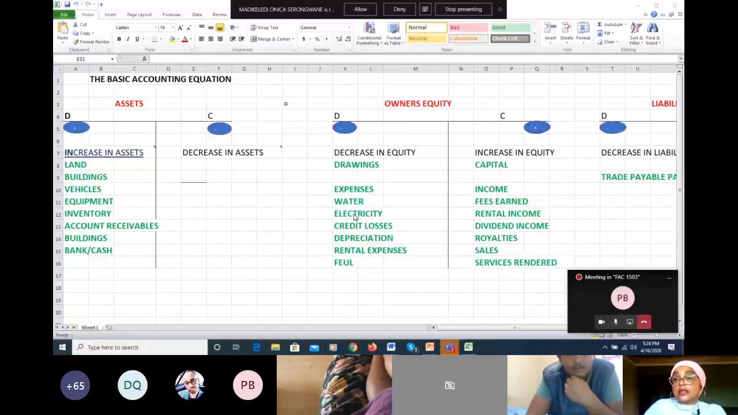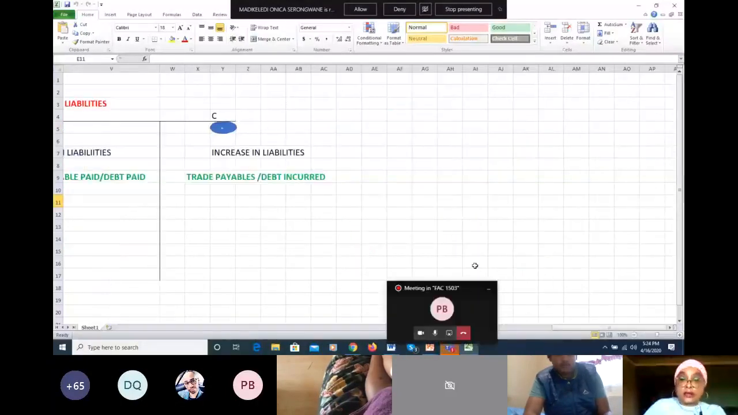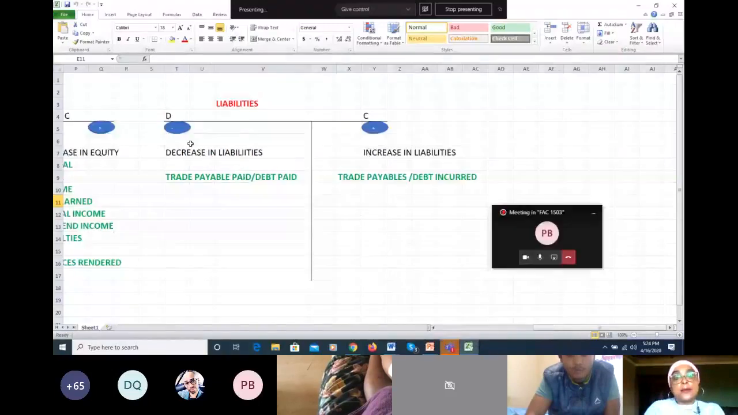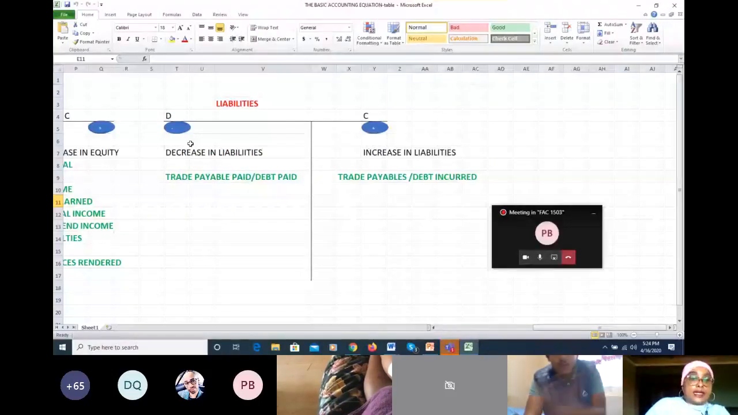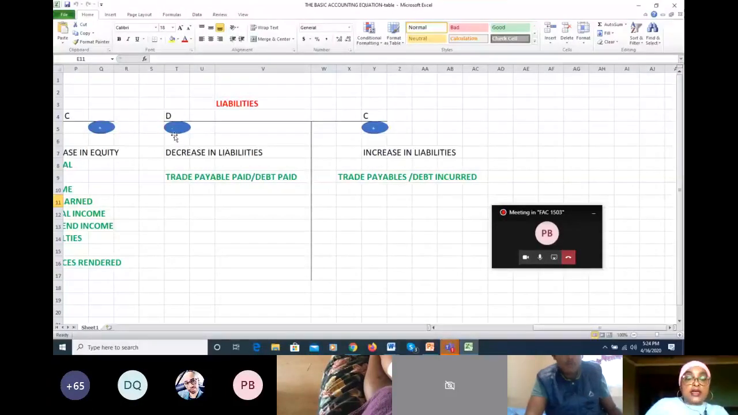Let's move over to this side, to the liabilities. On my liabilities, once again, it's the same as my equity. So I'm going to debit my liabilities on this side, and it will decrease my liabilities. On my credit side, I'm going to increase my liabilities.